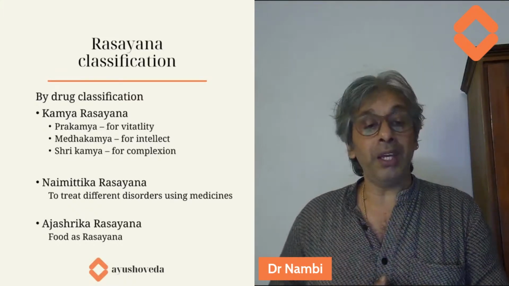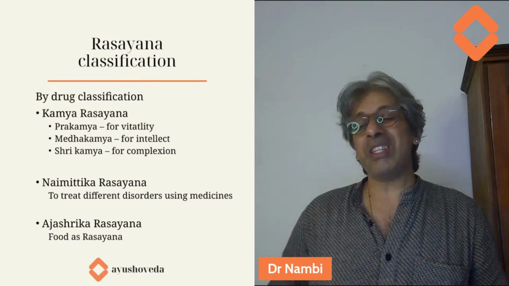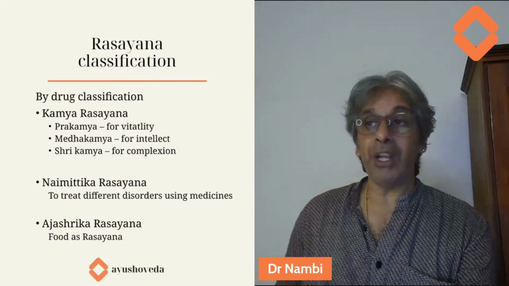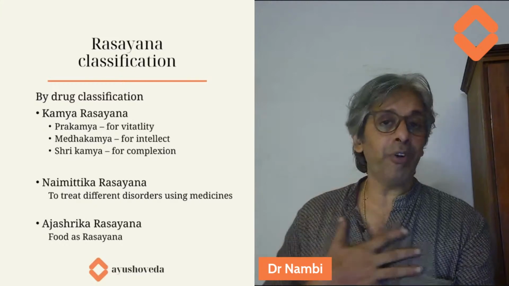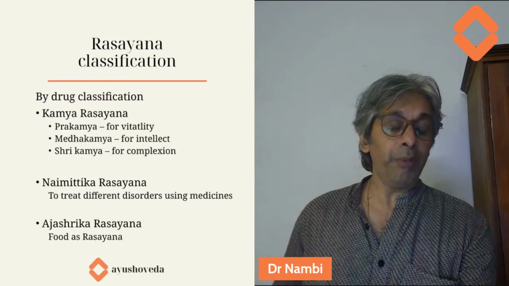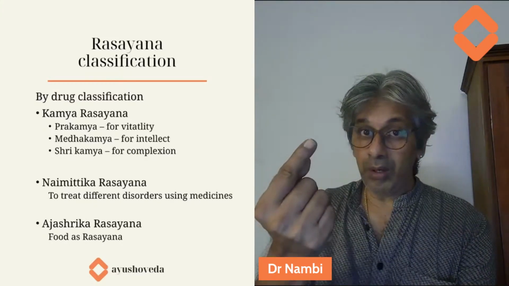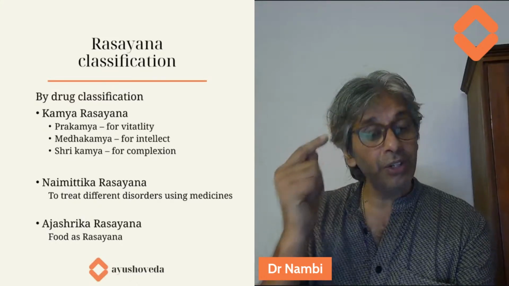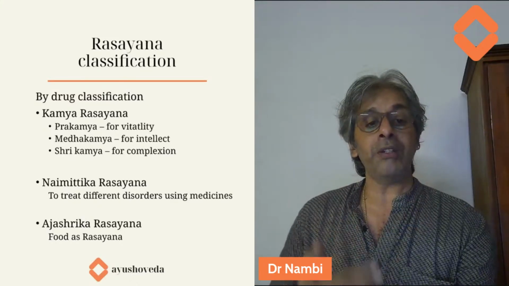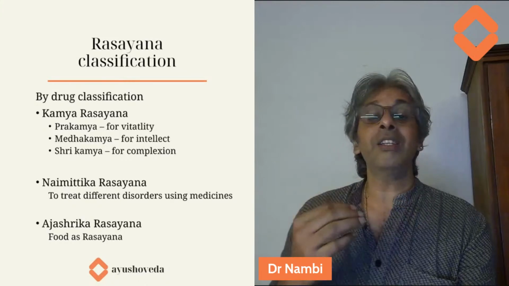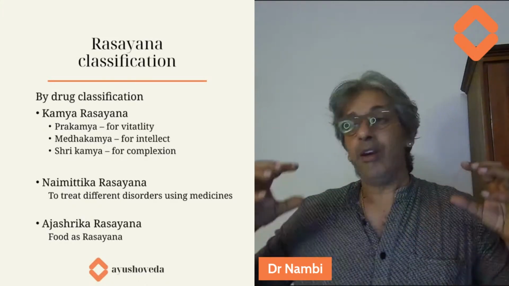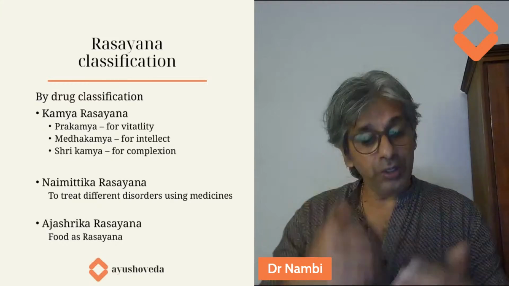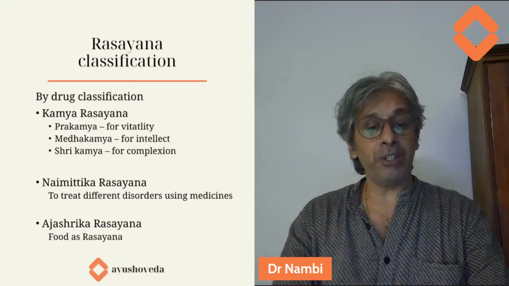Then Naimittika Rasayana. Naimittika Rasayana is basically applying Rasayana therapy to cure disorders. Pipali is given for breathing issues. Garlic is given for Vata disorders. So you are giving specific medicine for specific disorders. And then there is Ajasrika Rasayana. This is basically your day-to-day food. This also acts as Rasayana. Okay, so this is one major classification of Rasayana.